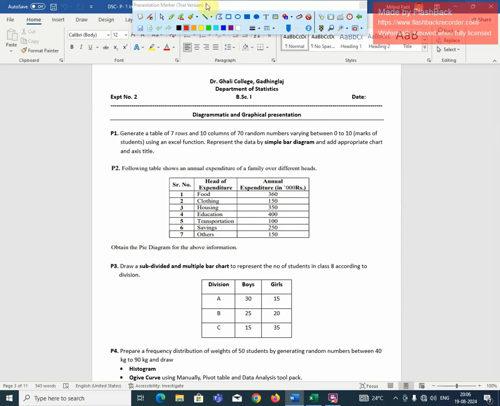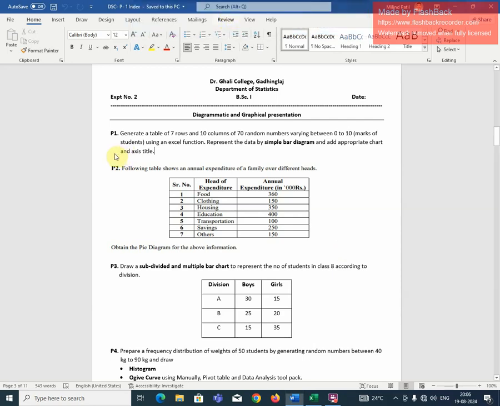Today we will discuss how to draw a pie chart. So this is our question number 2. We are given the heads of expenditure and annual expenditure. The heads of expenditure are food, clothing, housing, education, transportation, savings and others. These expenditures are given in thousands. What we have to do is obtain a pie diagram for the above information.